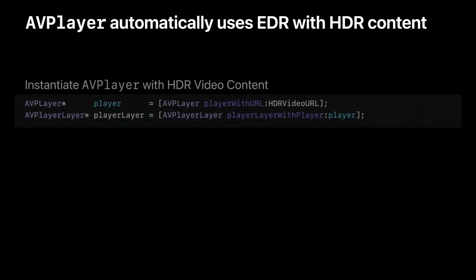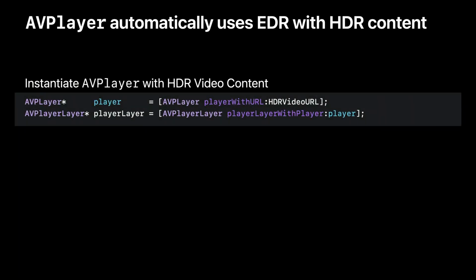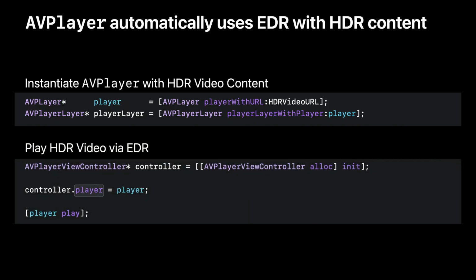Let's look at an EDR-enabled AV Player code example. As always, one simply first creates an AV Player instance using AV Player's player with URL. However, in our example, we specify HDR video content. Next, add the player to a layer using player layer with player. Finally, point the controller to the player and request the player to begin playing. AV Foundation will automatically perform what is required to render the HDR media as EDR, and will enable and disable EDR based on the content type. HDR video playback is pretty straightforward.